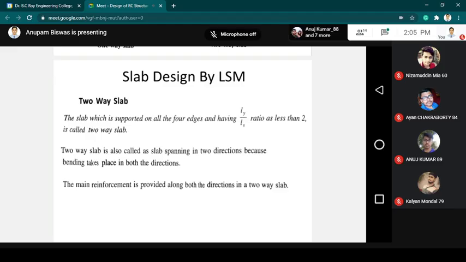So it can be concluded that the reinforcement is to be provided in both directions, both the shorter and longer direction, for a two-way slab, and the reinforcement that is provided is called main reinforcement. This main reinforcement is provided in both the directions. Okay, have all of you understood this?